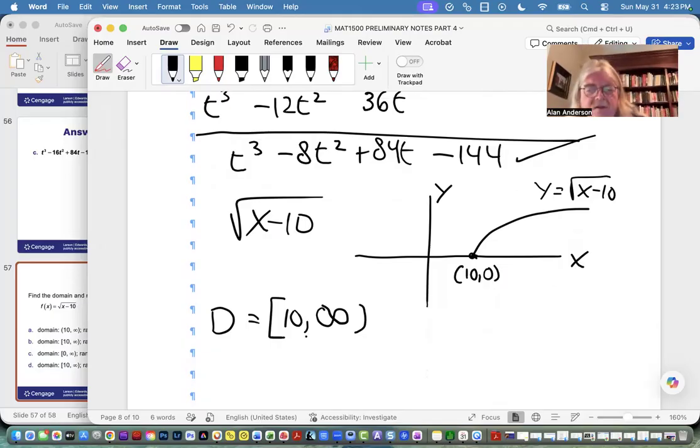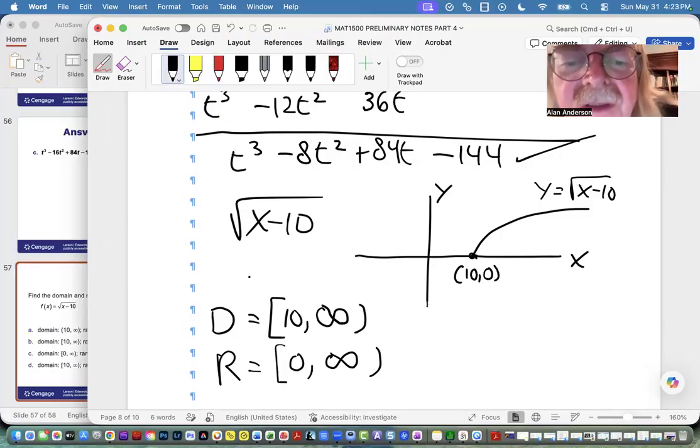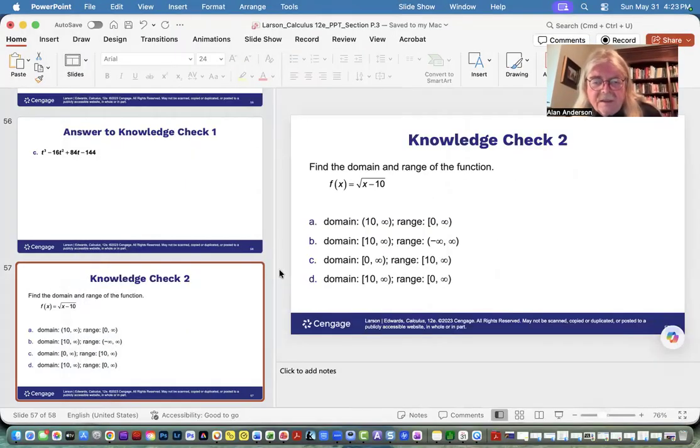The range, on the other hand, refers to the y values that can be produced here. And you can see the range is only the non-negative numbers. It can be 0. If I plug in 10 here, I'll get a 0. But after that, everything will be positive. So the correct answer is D.